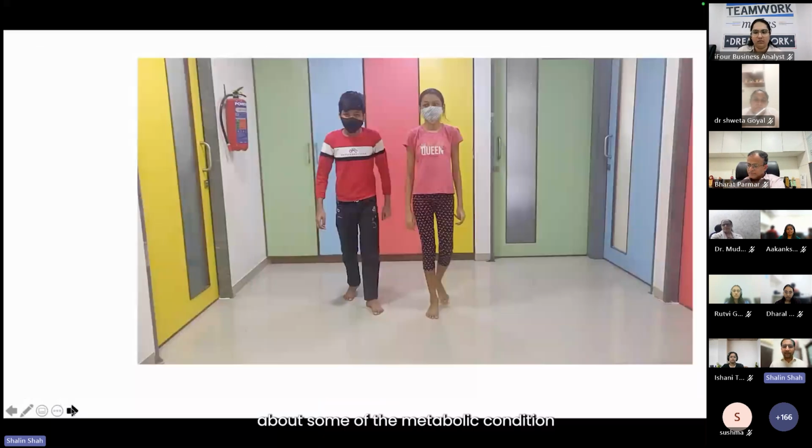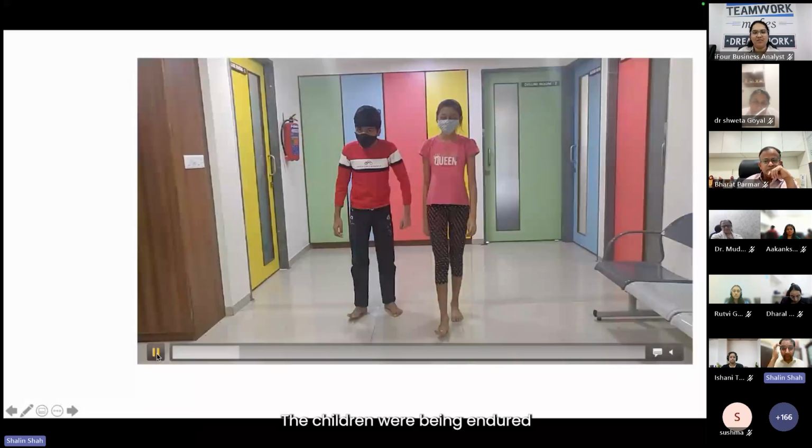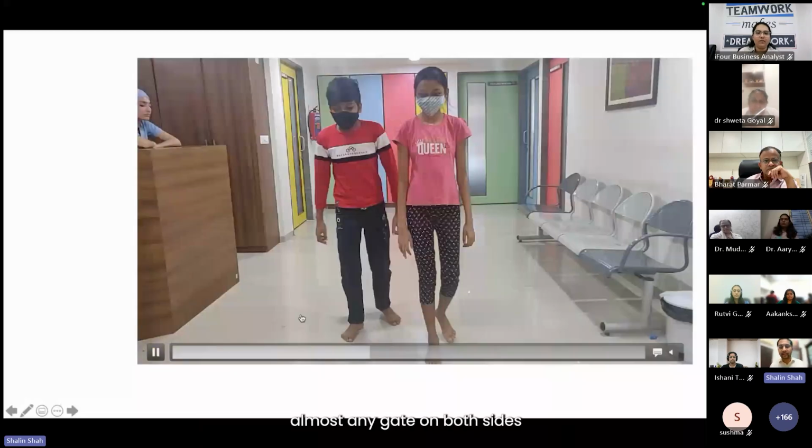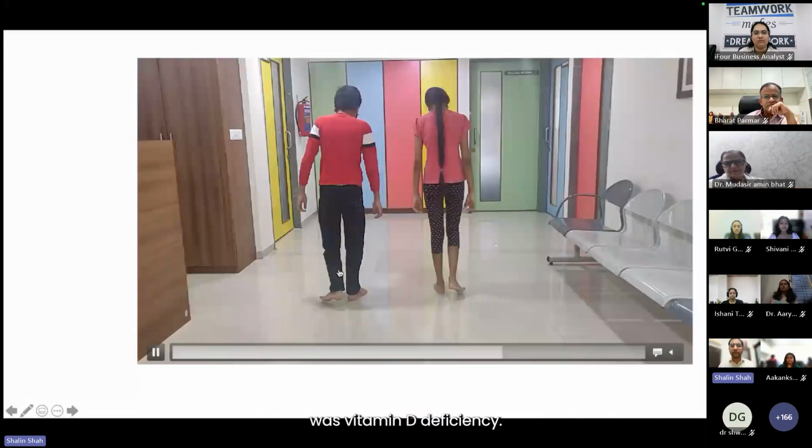Let's talk about some of the metabolic conditions which children may present with. And you can see these two children, this is peak COVID time. You can see from the masks on their faces, this is peak COVID time. The children were being indoors a lot of the time, and you can see this kid is walking with this waddling gait. He's trying an almost antalgic gait on both sides because there's so much pain he's feeling when he's trying to walk. And what this kid had was vitamin D deficiency.